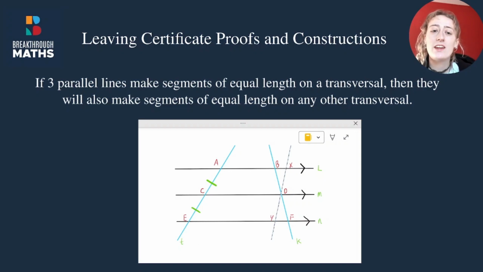Welcome to this instructional video on how to prove that if three parallel lines make segments of equal length on a transversal, then they will also make segments of equal length on any other transversal. What does that even mean?